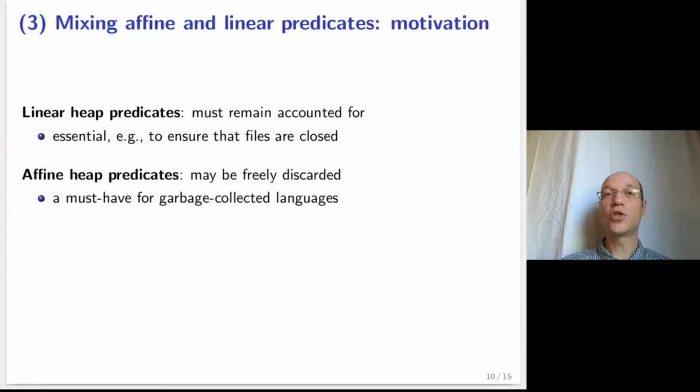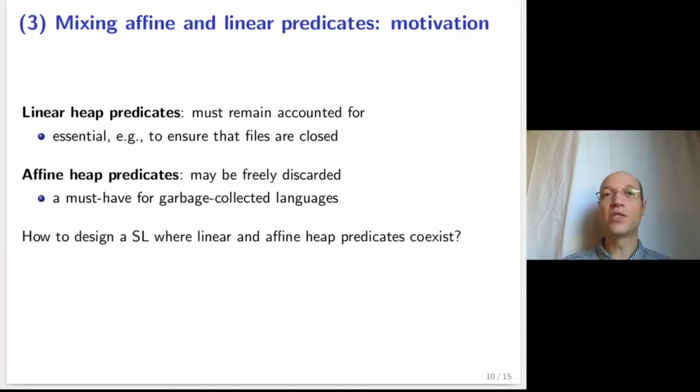this notion of affine predicate is a must-have for garbage-collected languages, which do not feature explicit free operations. So it is straightforward to set up a linear separation logic, and it is not much harder to set up an affine separation logic. But what is a simple way to set up a separation logic where both linear and affine predicates can coexist?